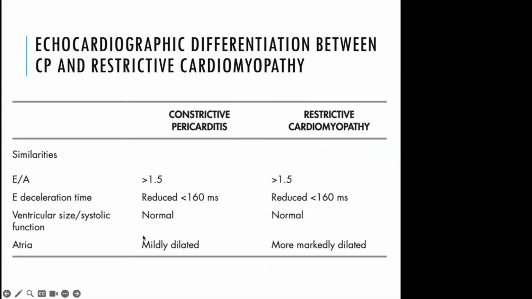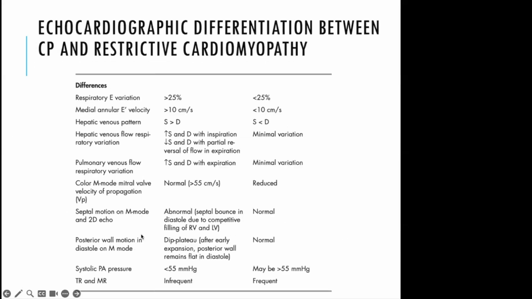And then with regards to some echocardiographic differentiation between constrictive pericarditis and restrictive cardiomyopathy, you can see that there are a few similarities. Our E/A ratio is often more than 1.5. Our decel time is reduced in both states. The ventricular size and systolic function are generally normal, and our atria, again, can be dilated in constrictive pericarditis, markedly more dilated in restrictive cardiomyopathy, but not necessarily a good distinguishing feature.